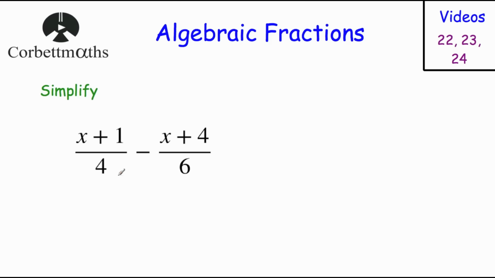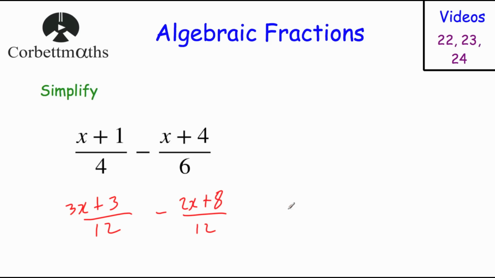So if we want to find a common denominator, well, 4 and 6, I think 12 would be a good choice. So 12 and 12, and it's take away. Now to get from 4 to 12, we multiply by 3, so we need to multiply both of these by 3. So 3 times x is 3x, and 3 times 1 is plus 3. And to get from 6 to 12, we double it, so we need to double the numerator. So doubling x and 4 would be 2x + 8.